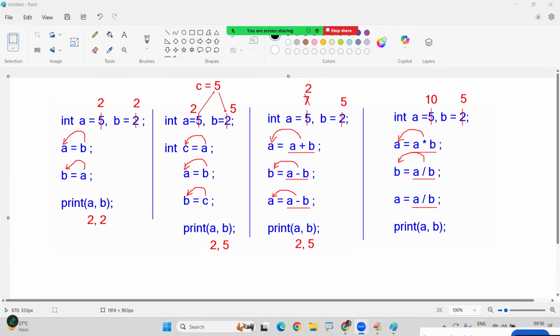Look at this again, A by B. A value 10, B value 5. 10 by 5 is 2. 2 will store into A. Look at this, the output is 2 and 5.